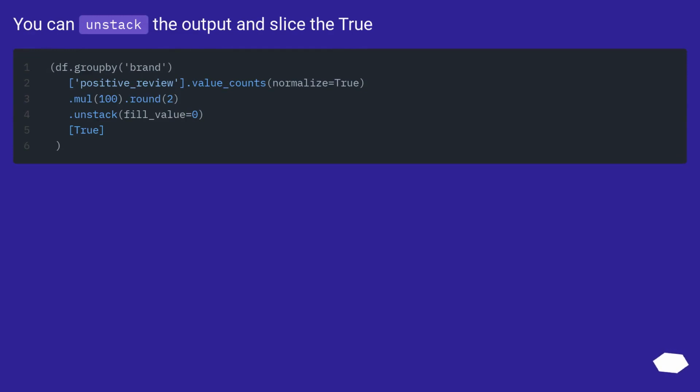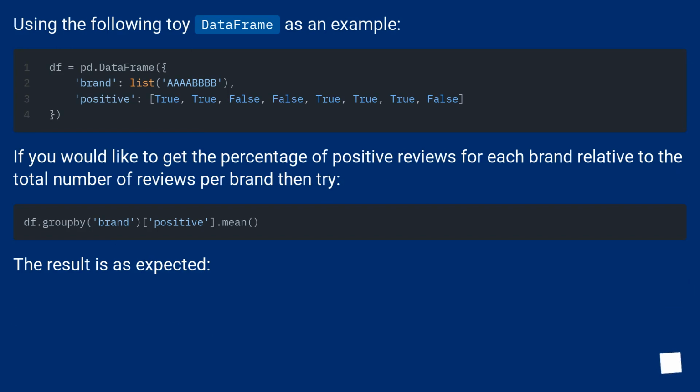You can unstack the output and slice the True. Using the following toy data frame as an example.